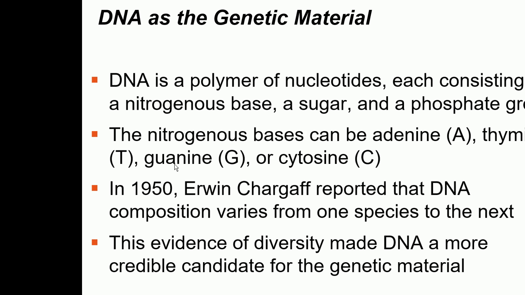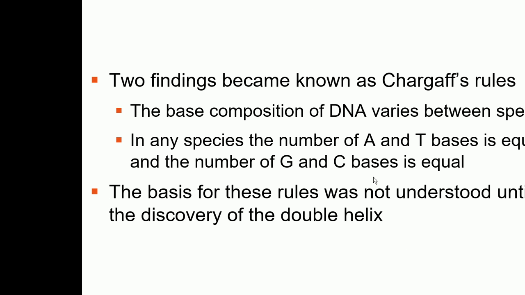Let's discuss that. Erwin Chargaff reported that DNA composition varies from one species to the next. So every species has a different DNA composition. And these are the two findings which became Chargaff's rules. The base composition of DNA varies between species. As I said, in any species, the number of A and T bases is equal to the number of G and C bases.